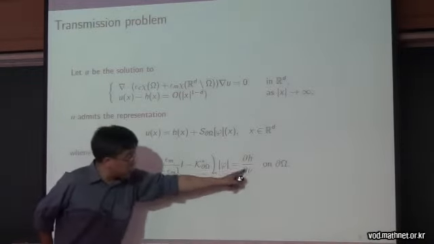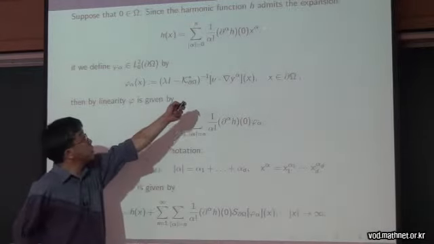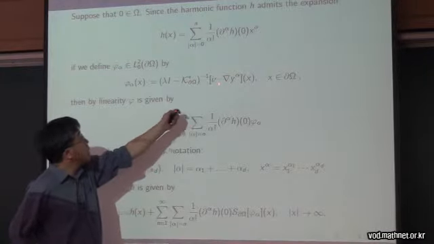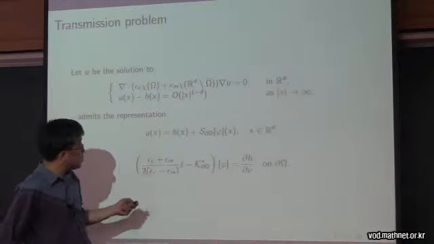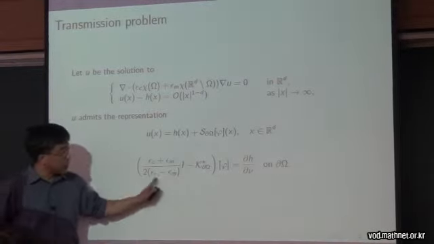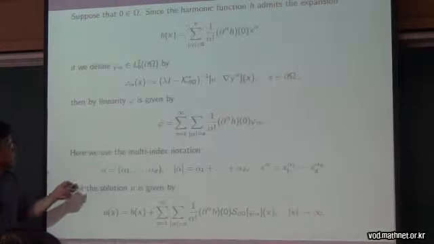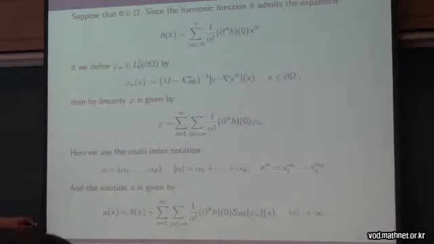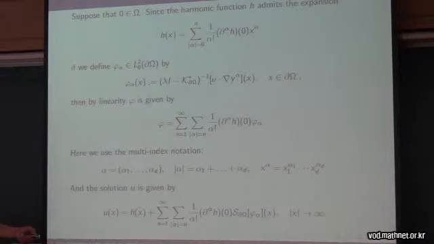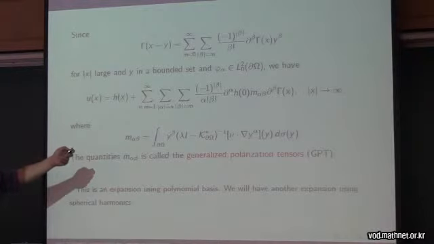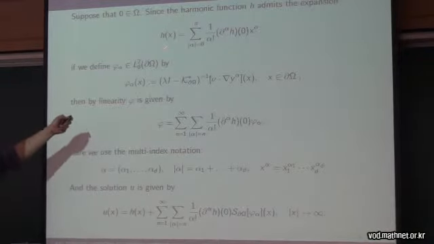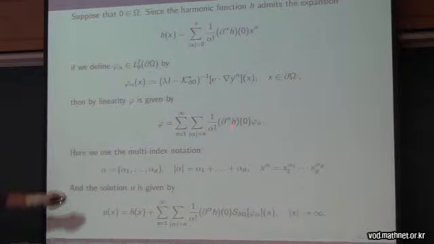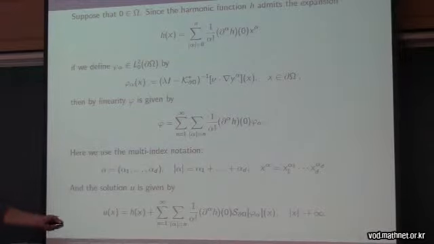here I'm taking the normal derivative of this and taking the inverse of this. Lambda is this number. I'm taking the inverse of that. Then the solution can be written like that. Because H admits this kind of expansion, it's kind of the principle of superposition. This is a solution, okay?